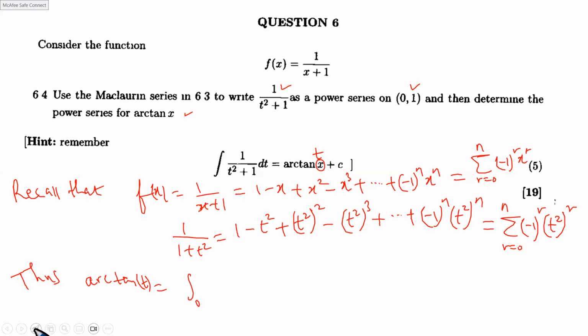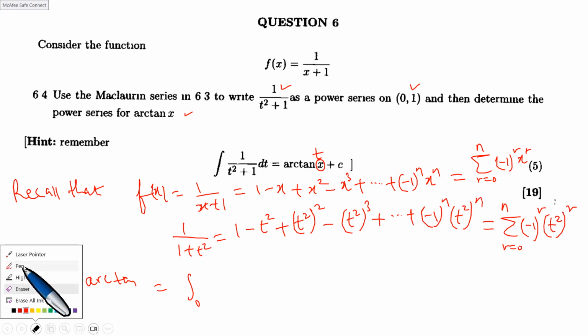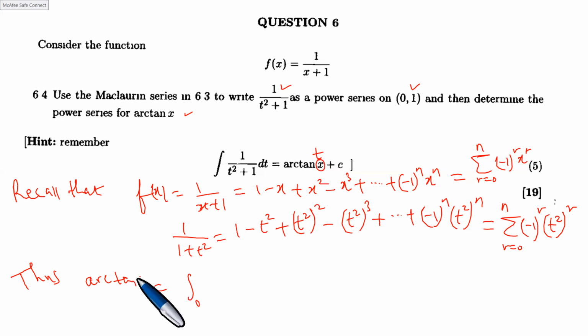Right, I want to mention therefore that these can be written as arctan x, just notations here. So it can be written as arctan x, this one. It's the integral from 0 to x of 1 divided by 1 plus t squared dt, from 0 to x.